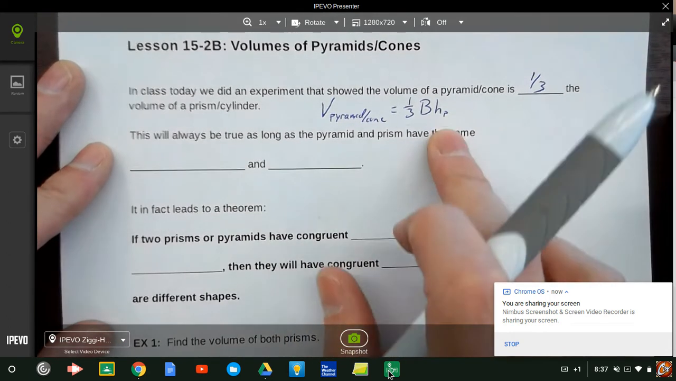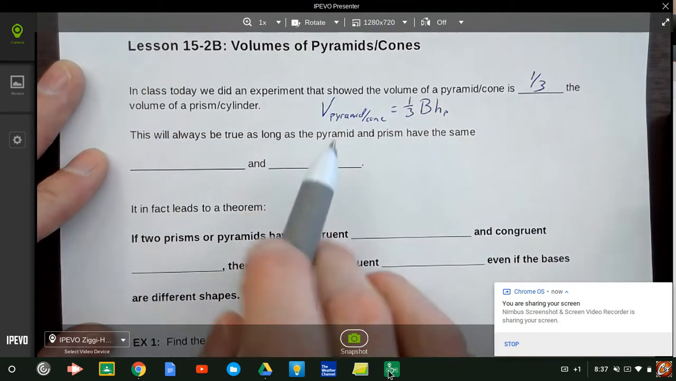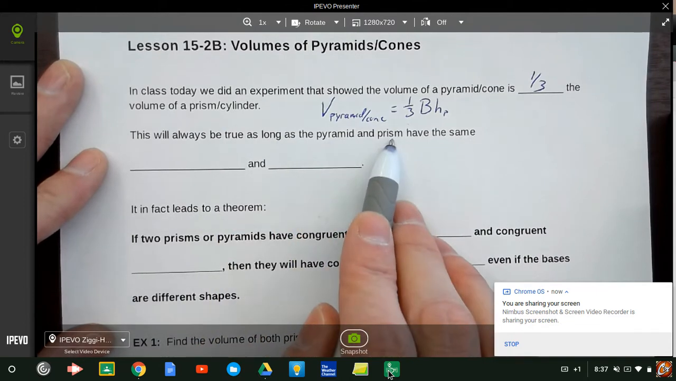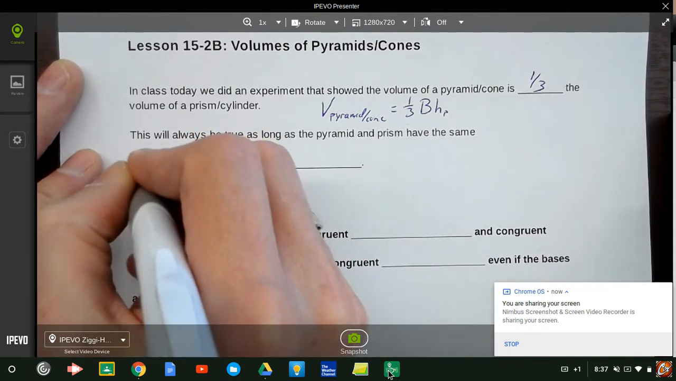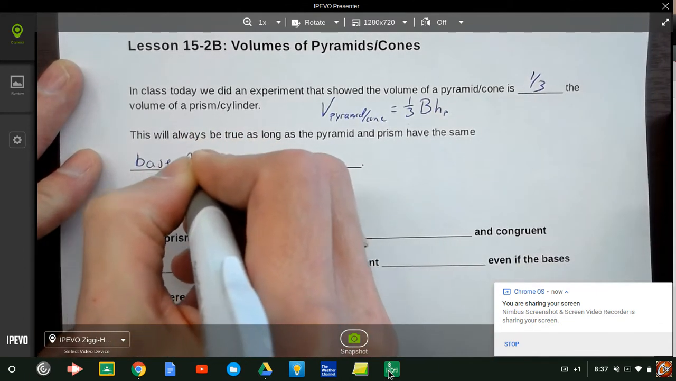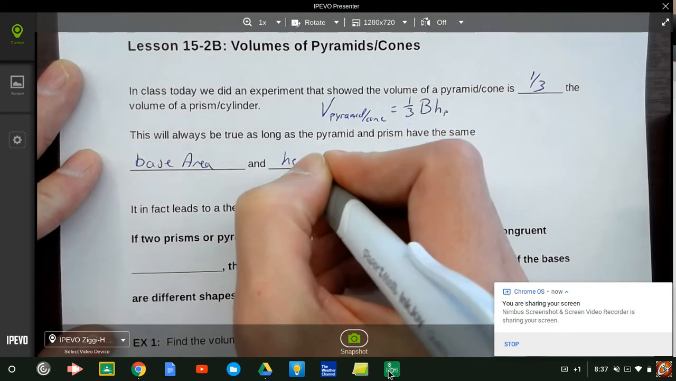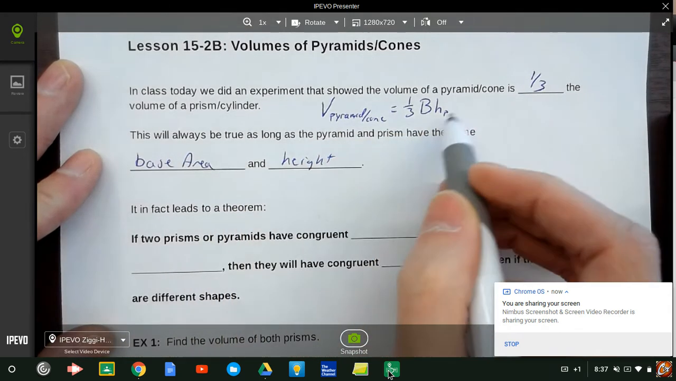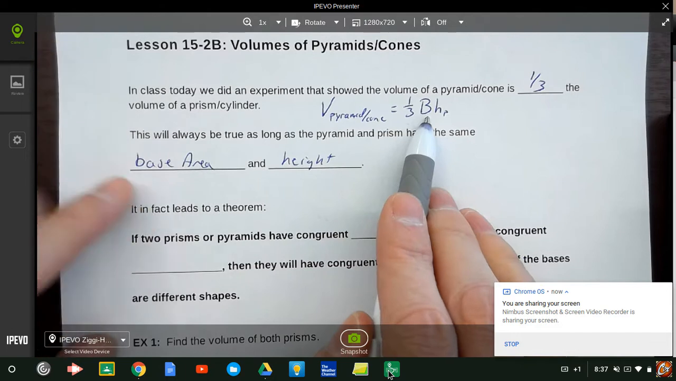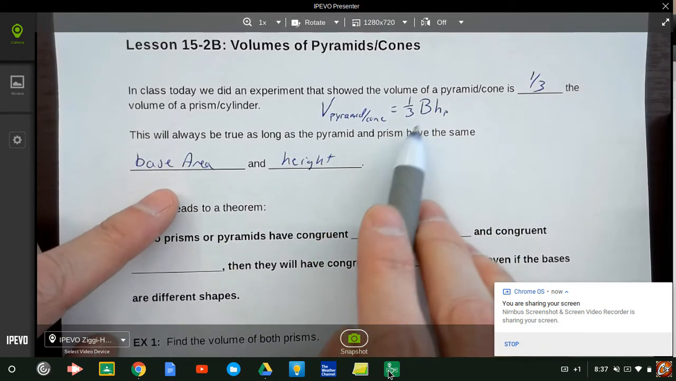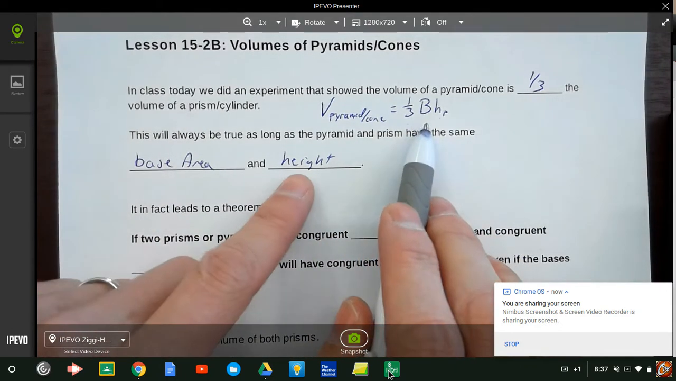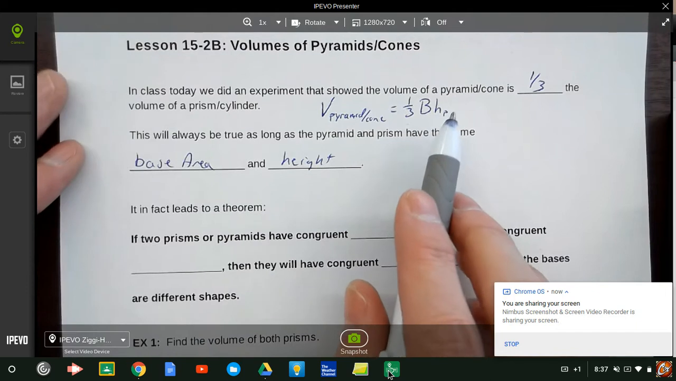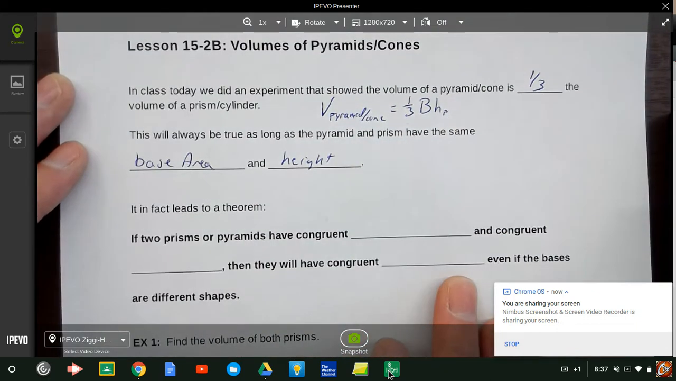So the nice thing about this is it's always going to be true as long as the pyramid and prism have the same base area and height. Then this will always hold true. If the base areas are different, that 1/3 isn't going to be perfect. If the height is different, that 1/3 isn't going to be perfect. Okay, so that's something that we got to look out for.